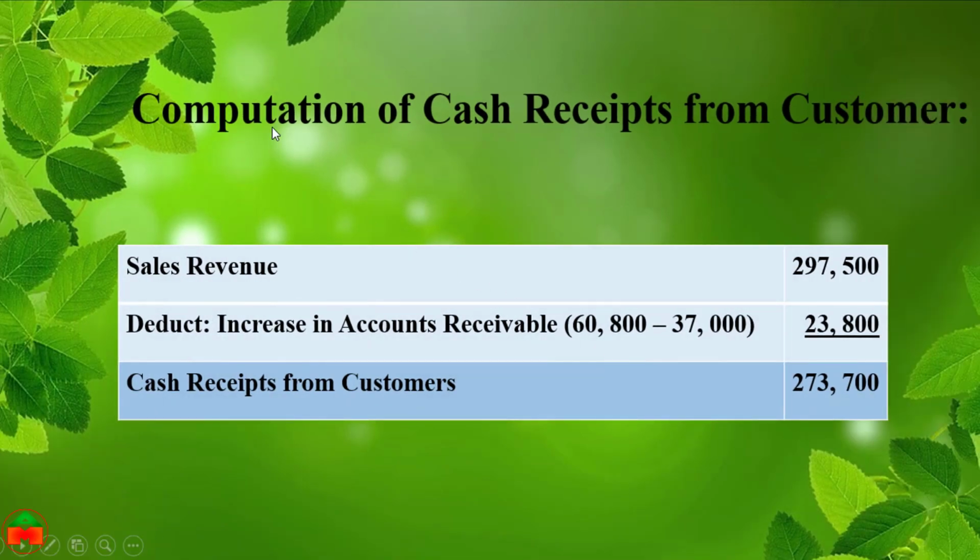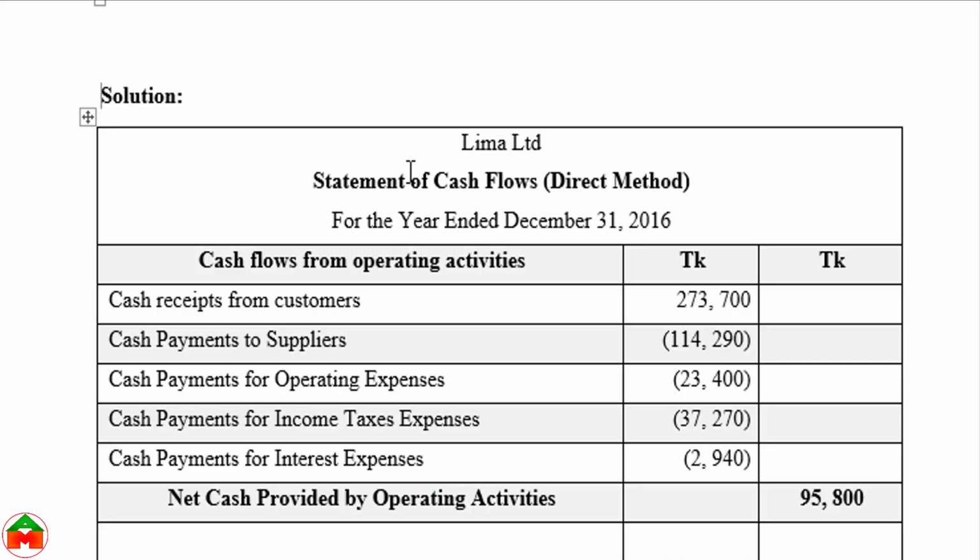We can see the calculation. Here, in the computation of cash receipts from customers, the amount of sales revenue is 297,500 and we have deducted the increase in accounts receivable. The amount of increase is 23,800. So if we deduct this 23,800 from the sales revenue, we will get the amount of cash receipts from customers, which is 273,700. Now we are going to write this amount in the main cash flow statement.